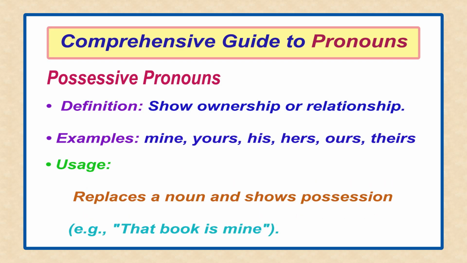Possessive pronouns. Definition: show ownership or relationship. Examples: mine, yours, his, hers, ours, theirs. Usage: replaces a noun and shows possession. Example sentence: that book is mine.